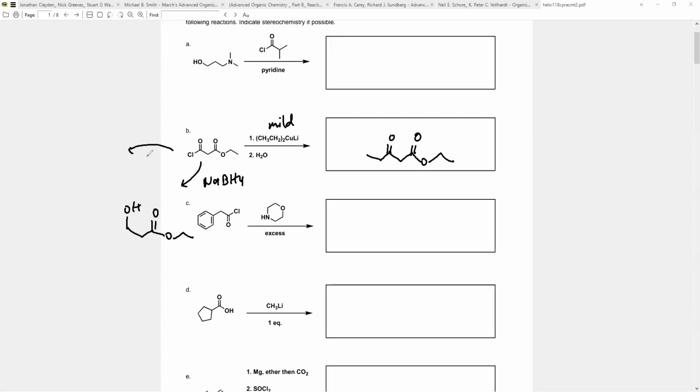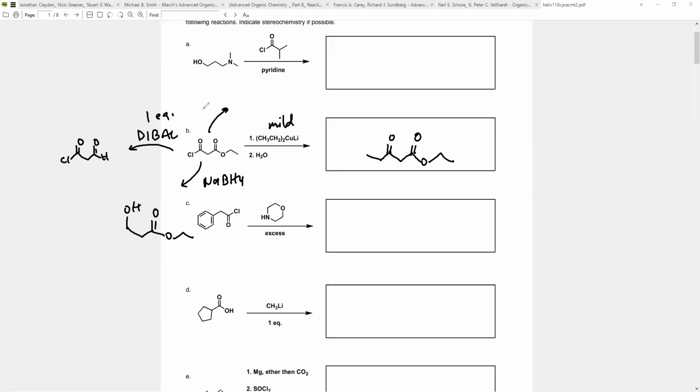Is there anything that we could use that would only reduce the ester instead of the acyl chloride? And there is something. There's DIBAL. If I use one equivalent of DIBAL, remember DIBAL's an acid. So the more basic carbonyl is the one that's going to react here. That's going to be this guy here. So DIBAL would be able to accomplish that reduction there.